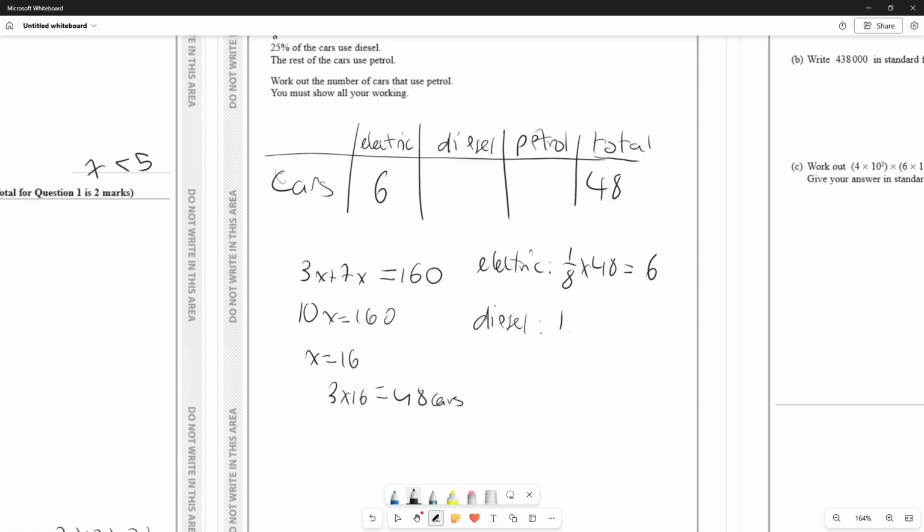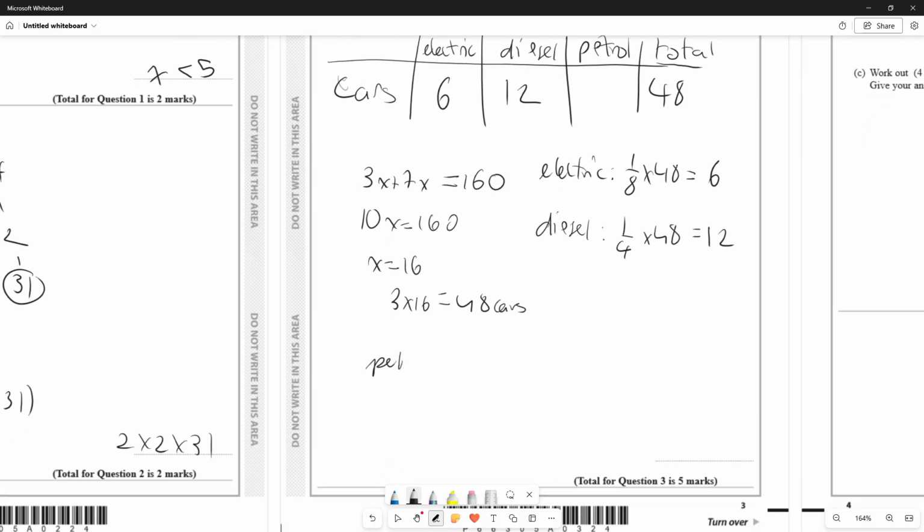Diesel is equal to 1/4, which is 25% as a fraction, times 48. That's 48 divided by 4, which is 12. So now we can figure out this last one. Petrol is equal to 48 minus 6 minus 12, which is equal to 48 minus 18, which is equal to 30. That is our answer.